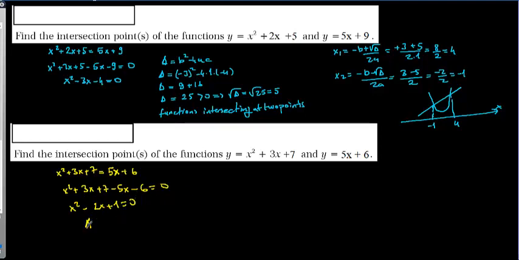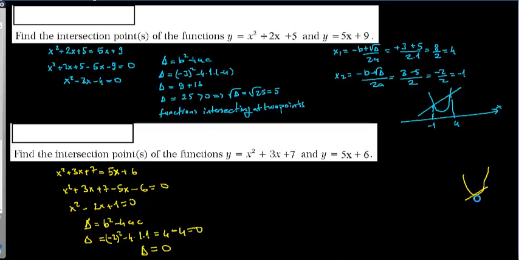When I check, delta is equal to b squared minus 4ac, which is equal to (minus 2) squared minus 4 times 1 times 1, which is equal to 4 minus 4. This is equal to 0. So the case is delta is equal to 0. If you remember, delta equal to 0 was the tangent case.